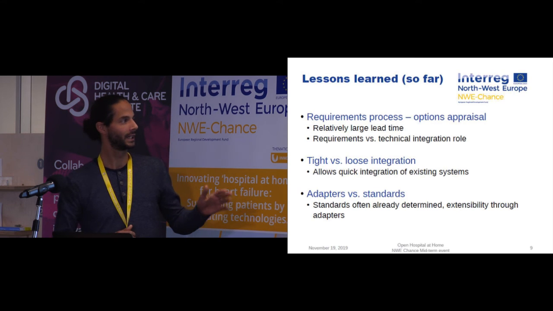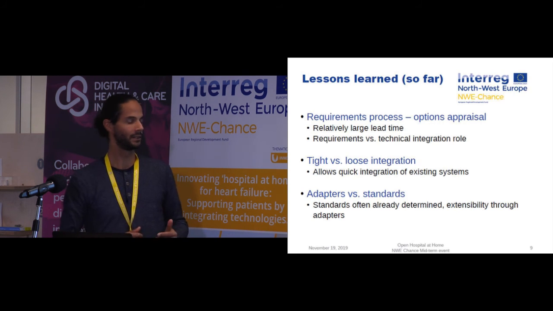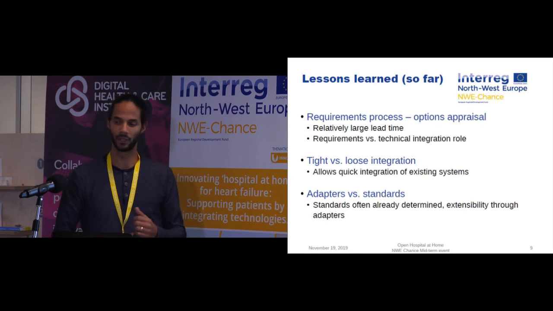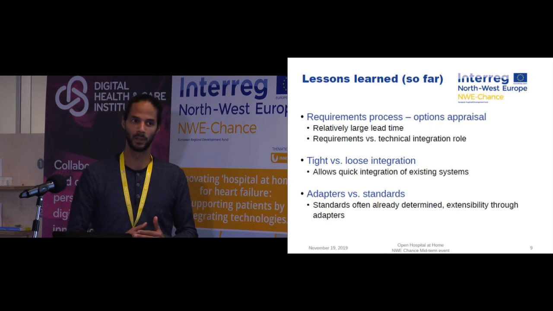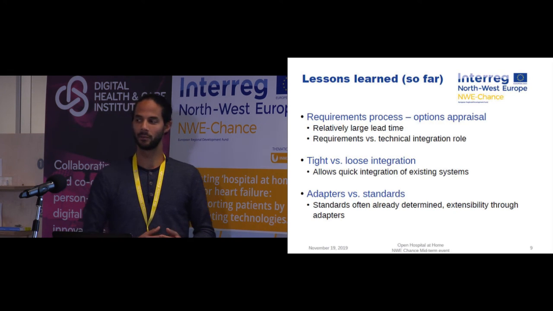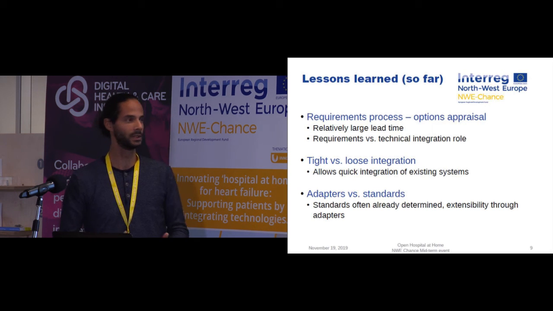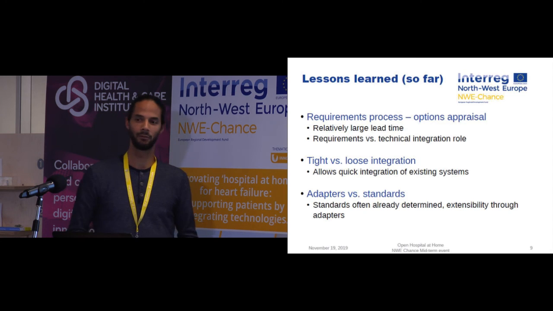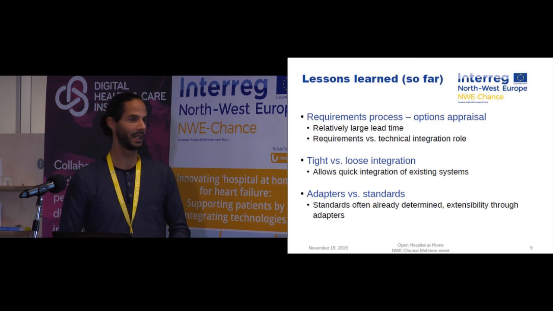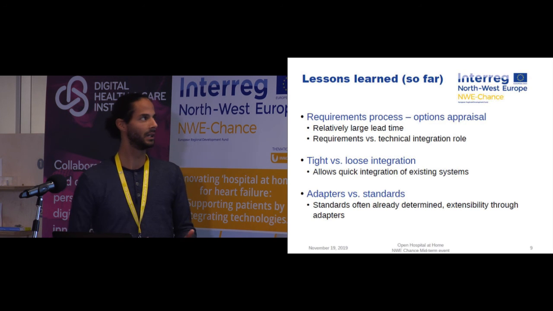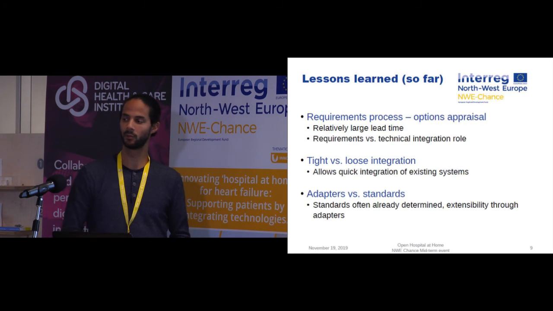We talked about tight integration, loose integration, and how to make your system extensible in an easy way, what kind of strategies. But another thing: development has gone pretty smoothly in this system so far. We haven't really run into very big problems. And I think one of the tools that we used in the beginning of the project, which we called an options appraisal, was very, very helpful in that.